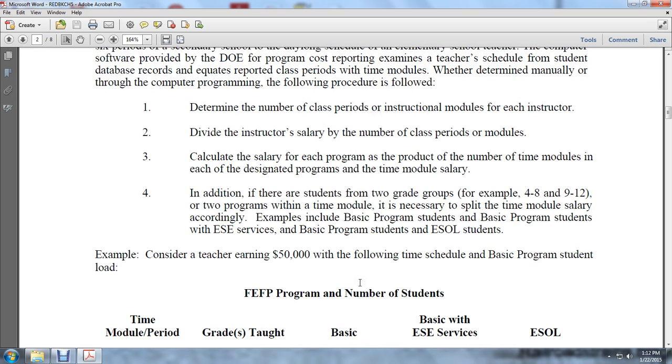In addition, with these students, there are two grade groups, for example, 4-8 and 9-12. The two programs within the two modules are necessary to split the two modular salary. For example, the basic student programs: basic program students, basic students with ESE services, and basic students with ESOL.